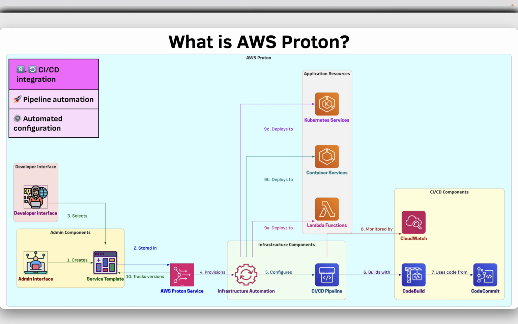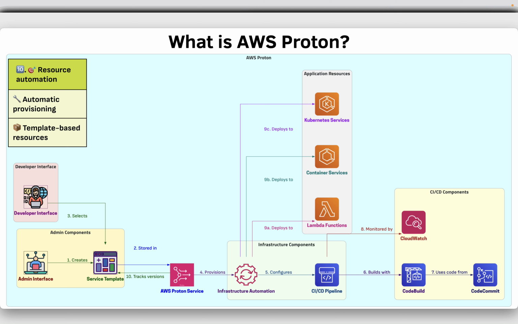Integrated CI/CD pipeline, continuous integration, continuous deployment pipeline. So you can automatically configure and integrate a CI/CD pipeline for code deployments. Automated resource provisioning: you can automatically provision the required resources based on the selected templates.